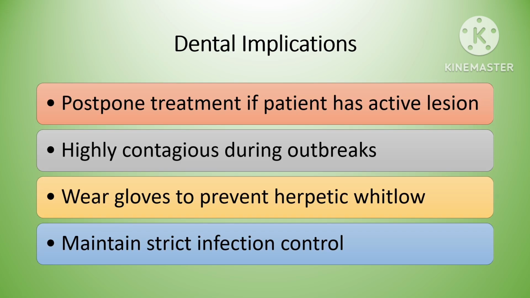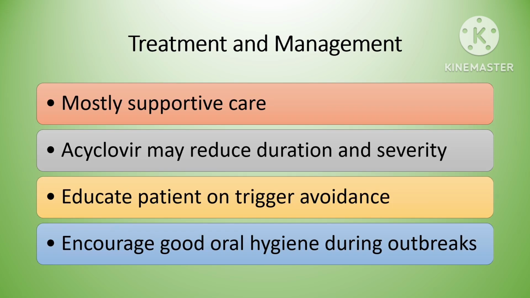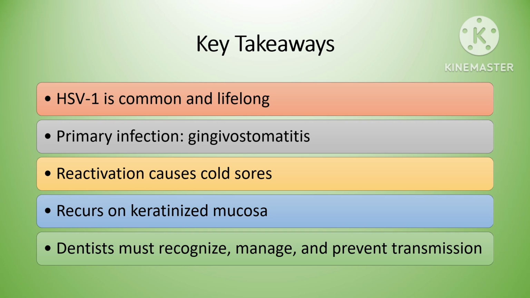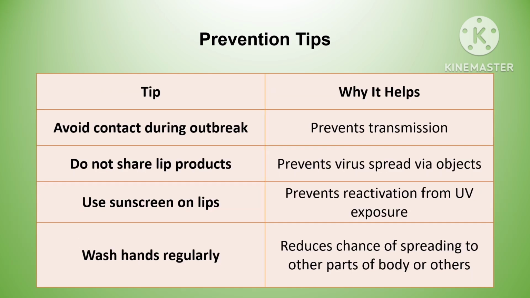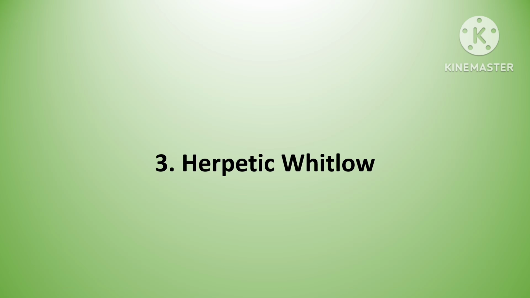Supportive care includes maintaining hydration, avoiding acidic or spicy food, and applying cold compresses to reduce discomfort. Topical antiviral creams like acyclovir or penciclovir are most effective if started during the prodromal stage only. For frequent or severe outbreaks, oral antivirals such as acyclovir, famciclovir, or valacyclovir can be prescribed. Good hygiene and avoiding close contact during the active phase help to prevent the spread of the virus.